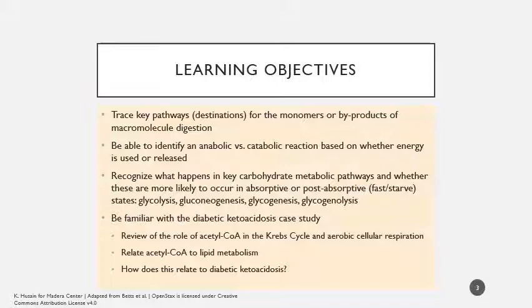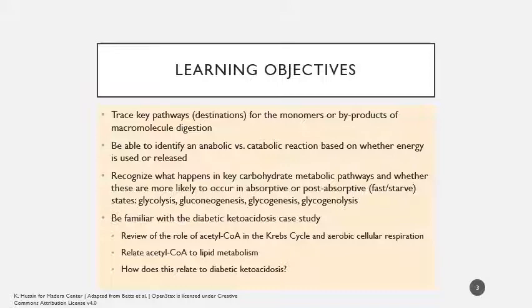So we're thinking about glycolysis, gluconeogenesis, glycogenesis, and glycogenolysis. And remember, we practice breaking apart those words so that we're able to really think about what that word is telling us in terms of the process. At the end of the lecture, I'll introduce this diabetic ketoacidosis case study. So you should think about the role of acetyl-CoA in that whole process, how it relates to the Krebs cycle and to aerobic cellular respiration.